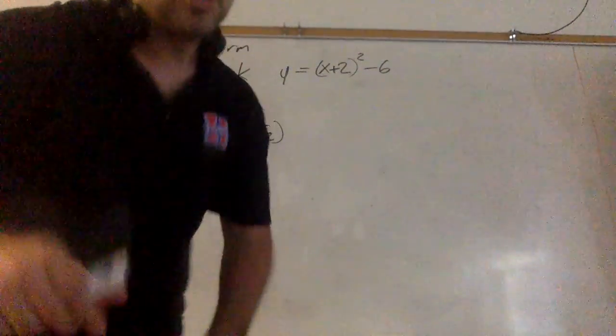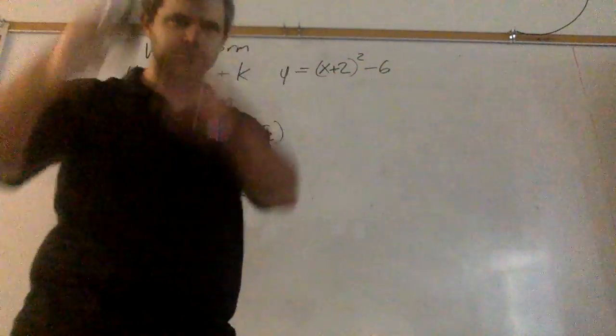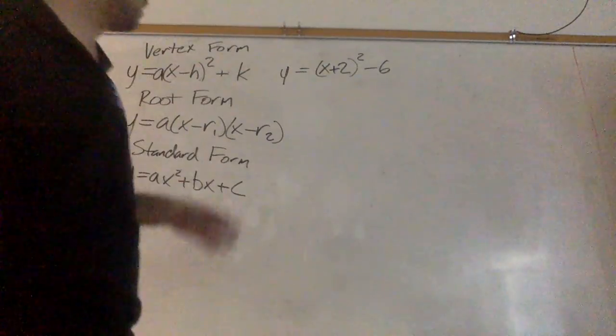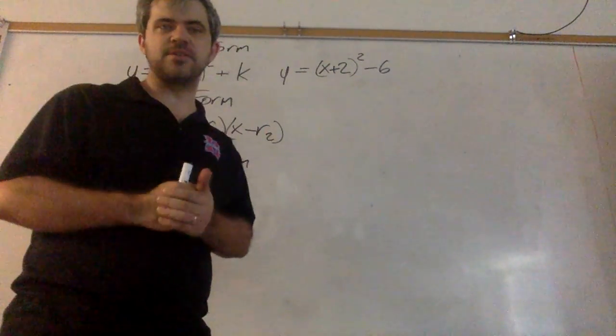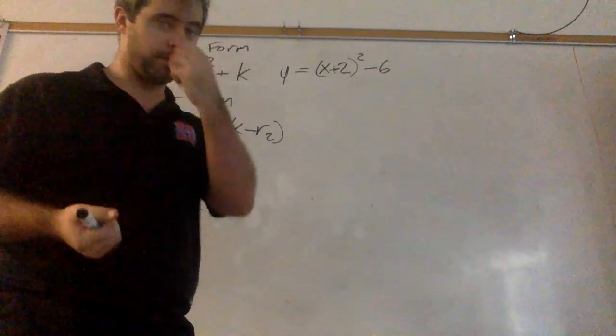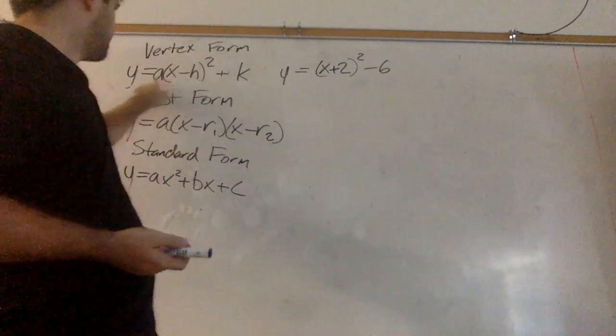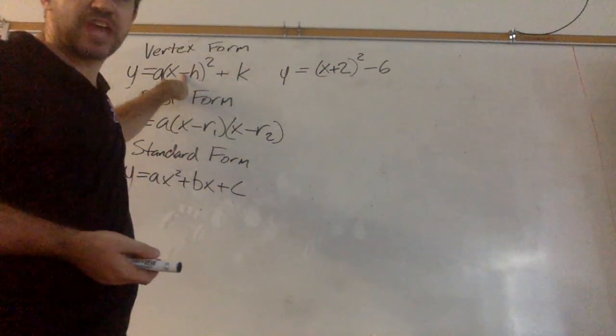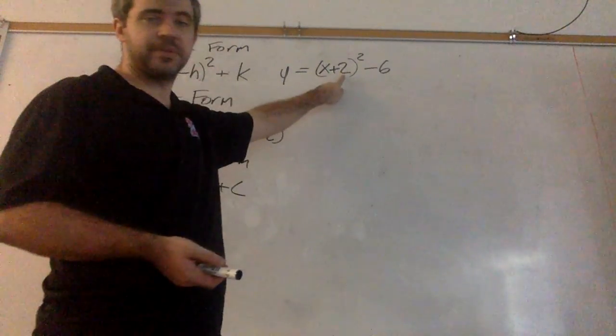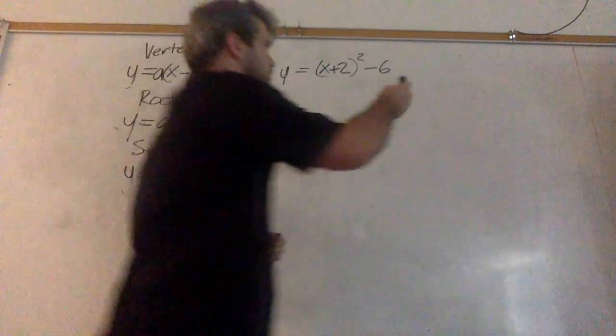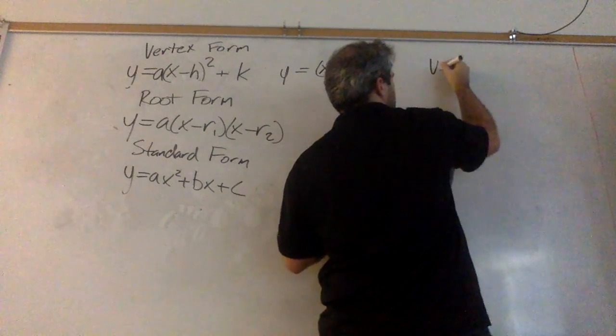All right, so now we're going to look at vertex form. Vertex form is nice because it's already set up to find the vertex for you. So again, this is vertex form right here. You'll notice there's a negative sign here, which means we need to flip the sign here before we find our vertex. But that's where I would start.